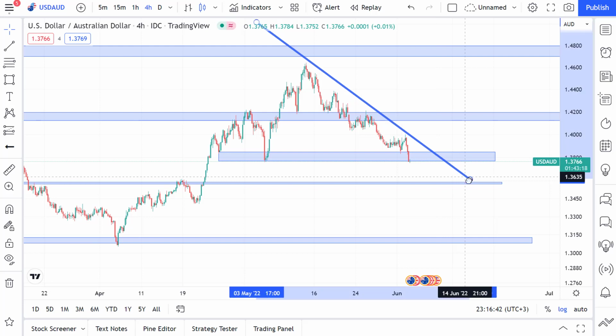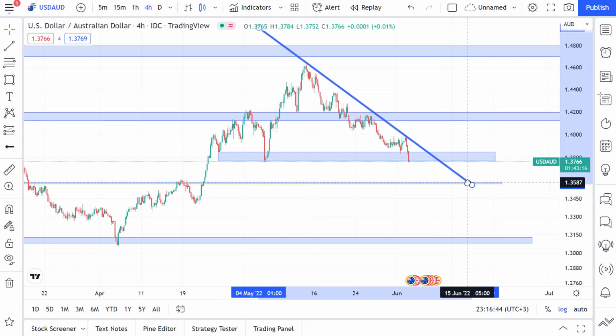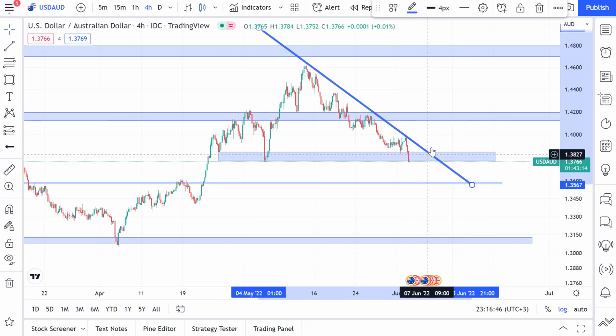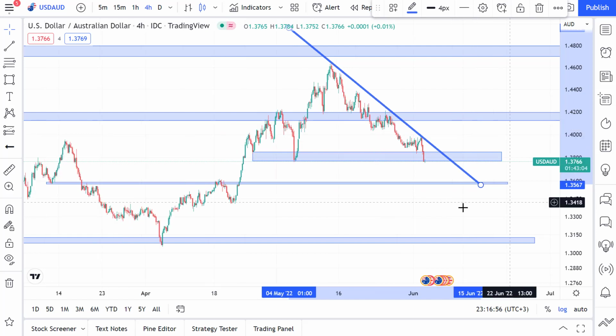If we have a breakout of this dynamic resistance, the next target would be again 1.40, I guess 40 to 41 is the next target. That's it. All the sections have been drawn and have been explained for you.